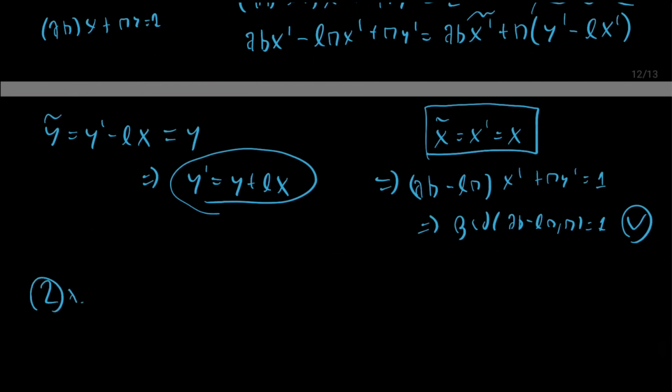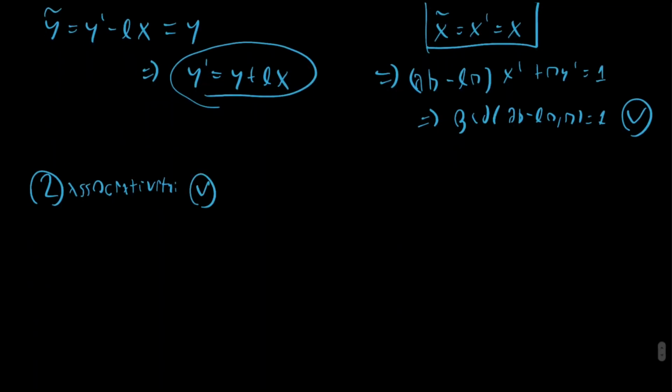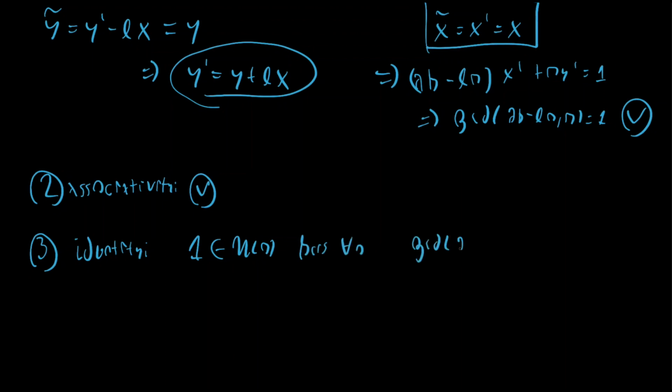So now for associativity, we won't prove it, but it's pretty easy to see why multiplication modulo n is associative. So we'll just check it like this. And so for the identity element, we just noticed that 1 is in U(n), because for all n, the GCD of 1 with n is 1. So 1 is an element of U(n).